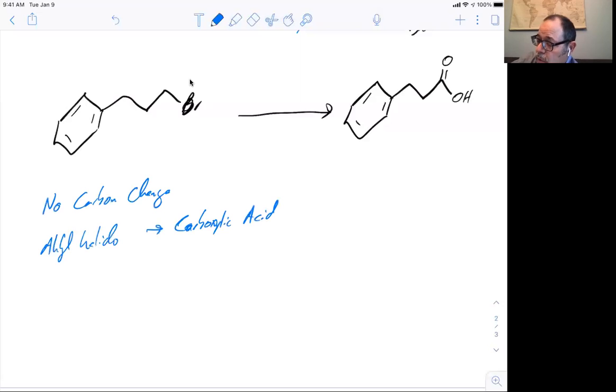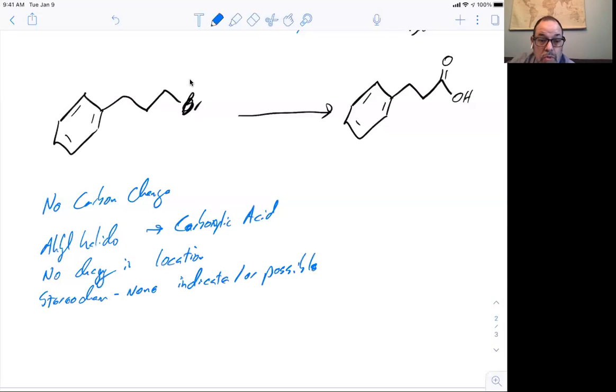As far as regiochemistry, there's no change in the regiochemistry. And then stereochemistry: there's none indicated or really possible for these two. So we don't have to worry about regiochemistry. We're not removing our double bond, and we're not changing any stereochemistry. There's no stereochemistry involved.